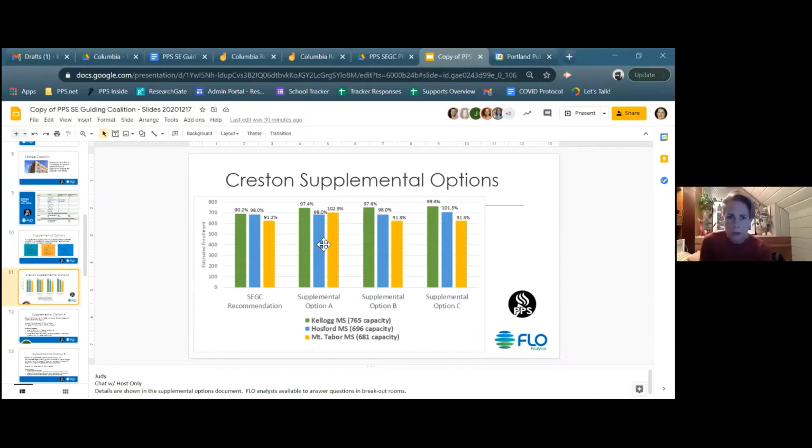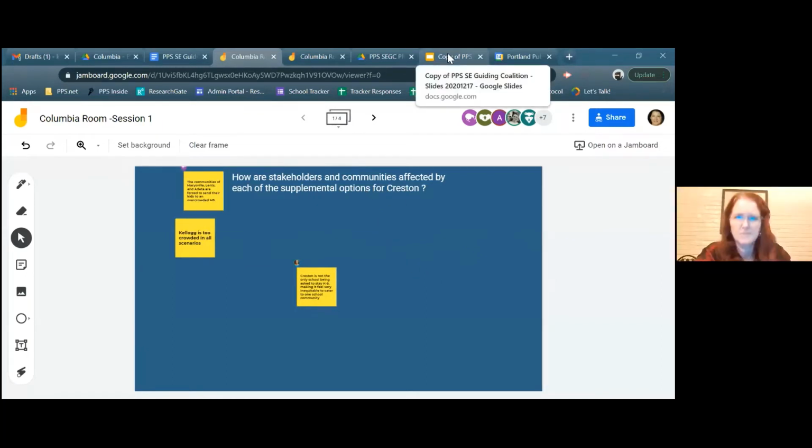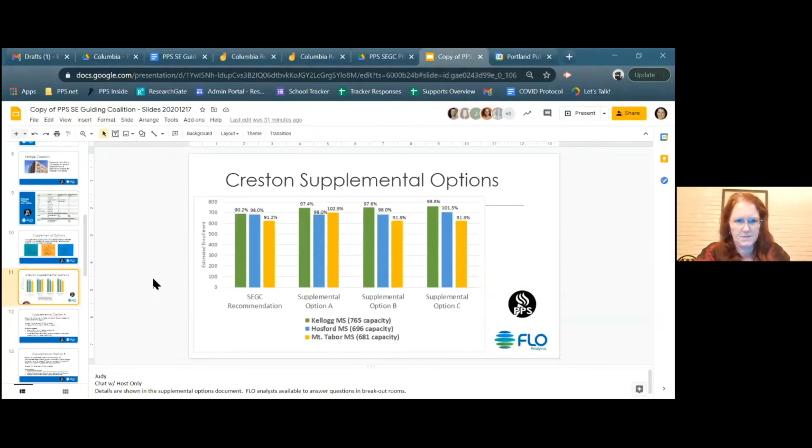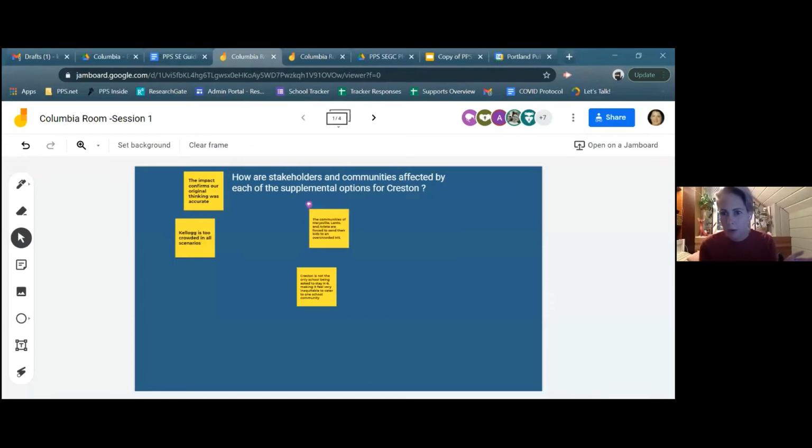Can I ask a question about that? Yeah, absolutely. So I haven't had a chance to look over everything, but that chart only shows the number of students, right? Is there another chart somewhere that shows the racial and other demographic shifts for each supplemental option compared to the original recommendation?